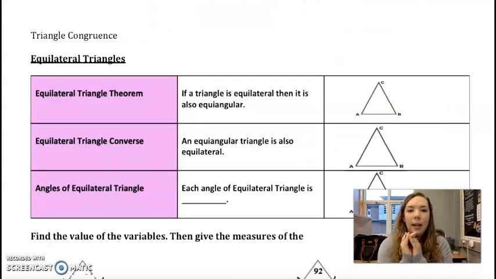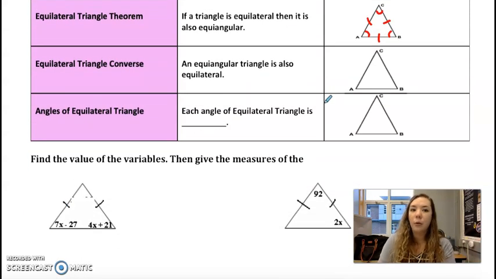Last page. Equilateral triangles. So if a triangle is equilateral, then it is also equiangular. And they go hand in hand, like I mentioned yesterday. Can't really have one without the other. So if they're marked equilateral, that also means all three angles are congruent. An equiangular triangle is also equilateral, so that's just the opposite direction. We would call that the converse. If they give us the angles first, we would call that the converse, the opposite direction.